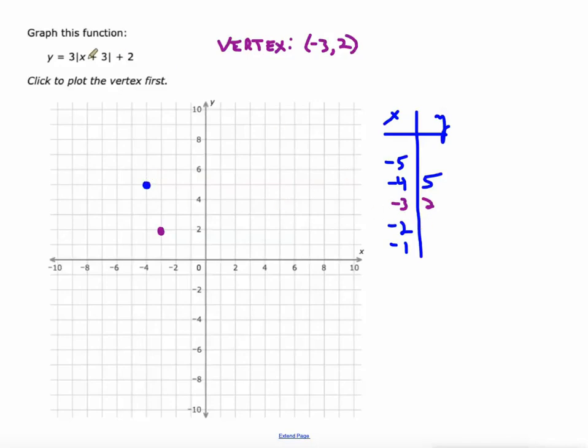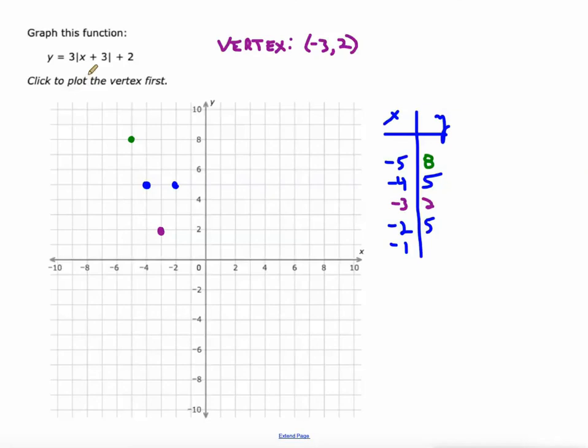Let's plug this negative 2 in. Negative 2 plus 3 is 1. The absolute value of that is 1. 1 times 3 is 3, and 3 plus 2 is 5. Notice the symmetry. So negative 2, positive 5. I'm going to even switch colors here. Put the negative 5 in. Negative 5 plus 3 is negative 2. The absolute value of that is 2. 2 times 3 is 6, and 6 plus 2 is 8. So negative 5, positive 8.